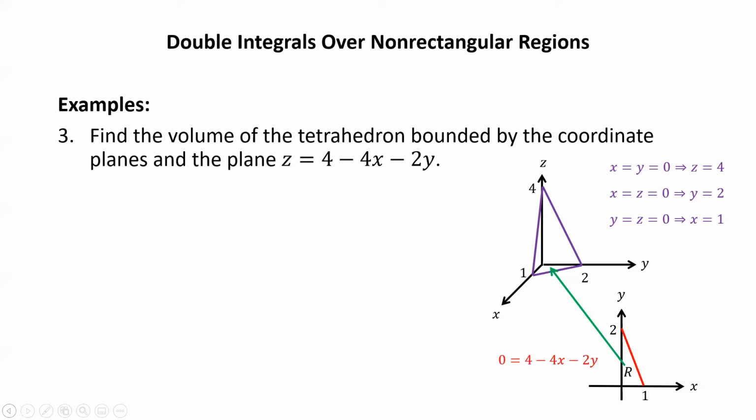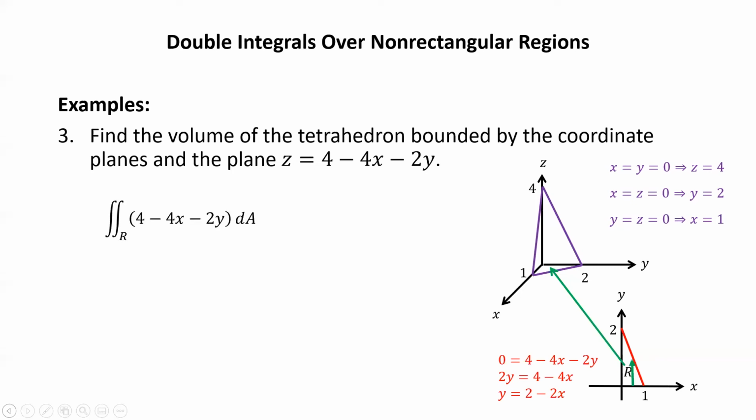You can either see geometrically what the equation of this line is by putting it in slope-intercept form, or you can just set z equal to 0 in the original equation, which is what I did here, and then go ahead and solve for y. If we bring the 2y over to the left, we get 2y equals 4 minus 4x. Divide by 2 to get y equals 2 minus 2x.